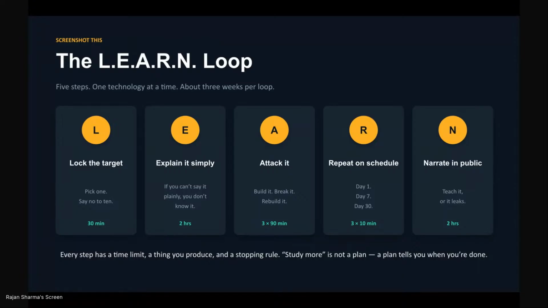Third is A, attack in three sessions: build it, break it, and rebuild it. Do it, because this is the key that will help you understand how to attack, or the things that you need to know well.